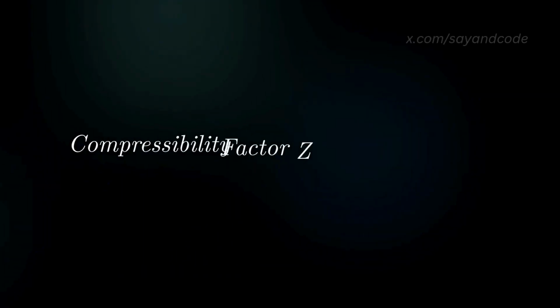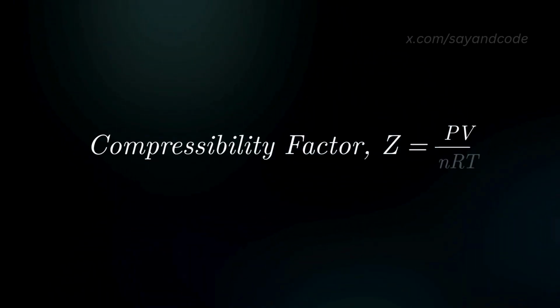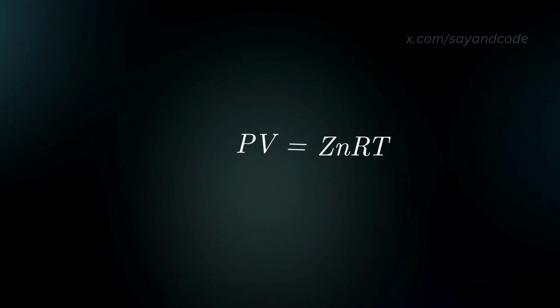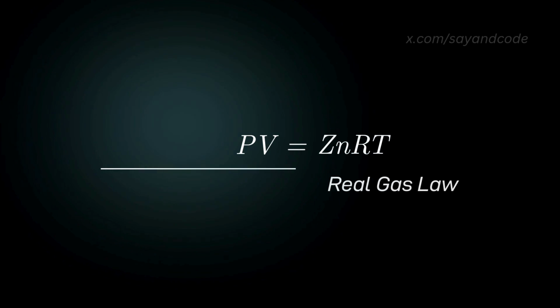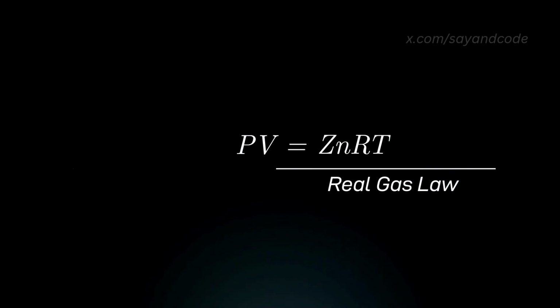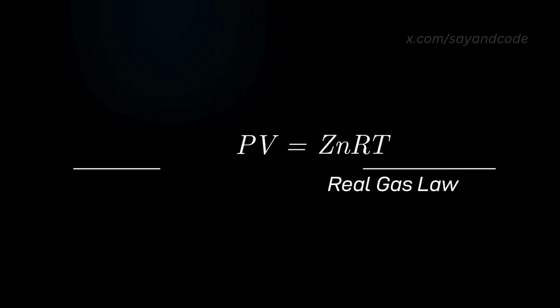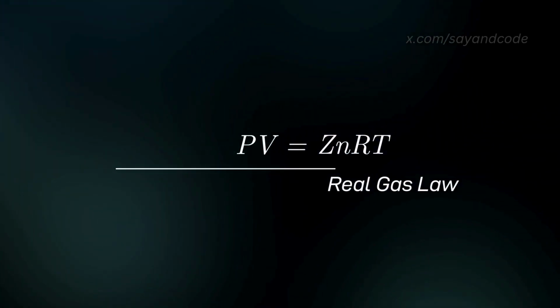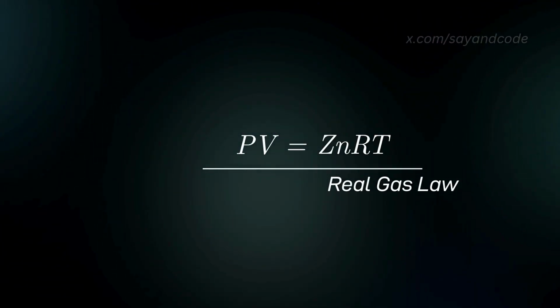The compressibility factor is defined as PV by nRT. On rearranging this, we get the form PV is equal to Z nRT, which is called the real gas law. This law gives the actual relationship between the properties of a gas. So the compressibility chart helps us understand the actual behavior of gases under specific conditions.